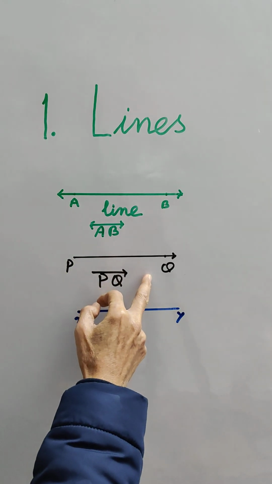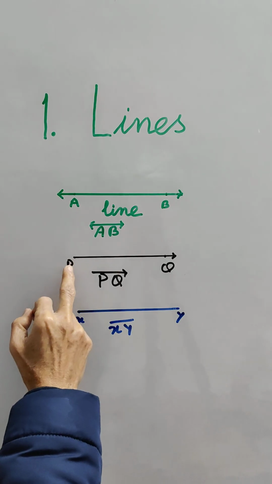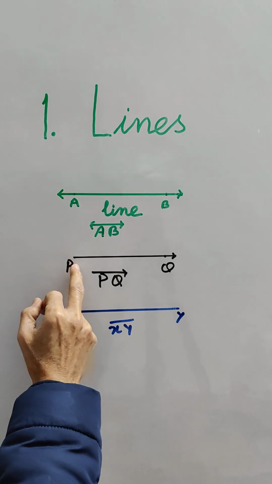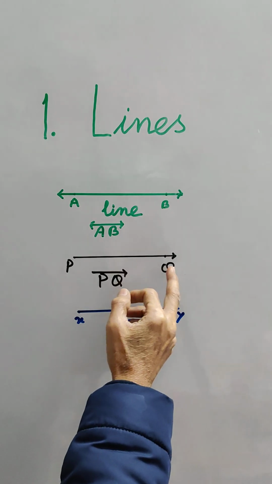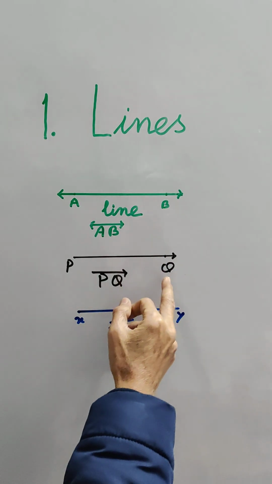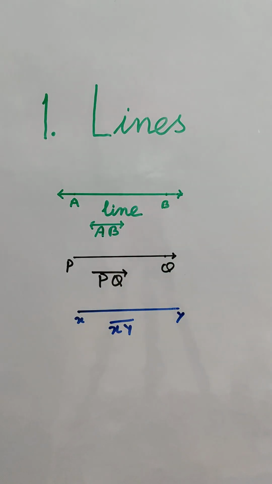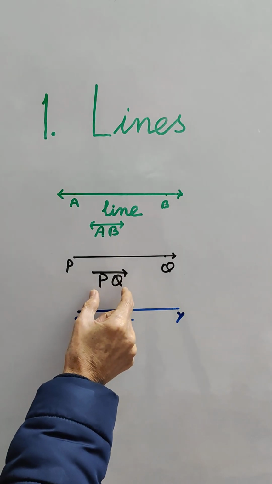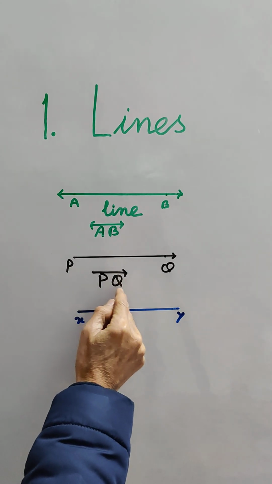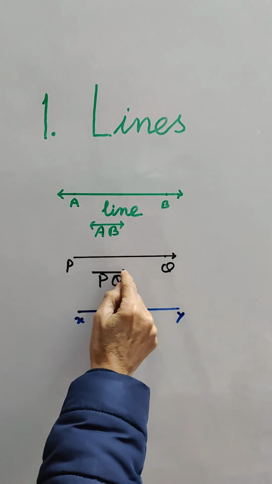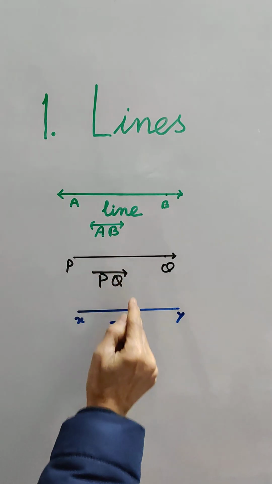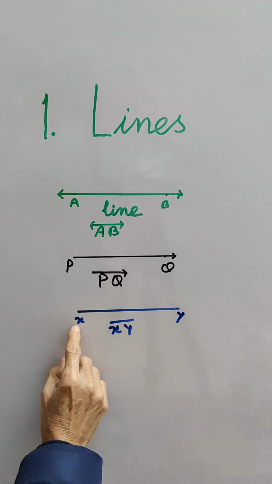Second is ray. It has one initial point and no end point. This is extending unlimitedly from the side of Q, and it is represented by PQ, with one arrow on one side like this, and there is a line segment.